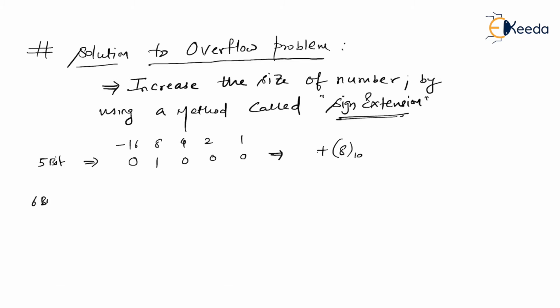Next, if you want to go for 6 bits, please see what I'm actually trying to do. I'm just trying to tell you how to increase the size of a number. So obviously the weights are going to change accordingly, so it would be minus 32, 16, 8, 4, 2, 1. So obviously below 8 I'll write 1, the rest of the bits are 0. If you remember, originally it was 0. Originally it was 0 means I'm talking about this MSB. MSB is 0. So MSB was 0.